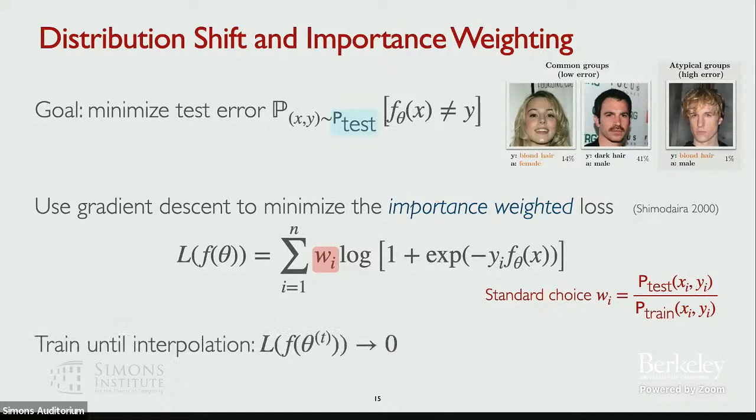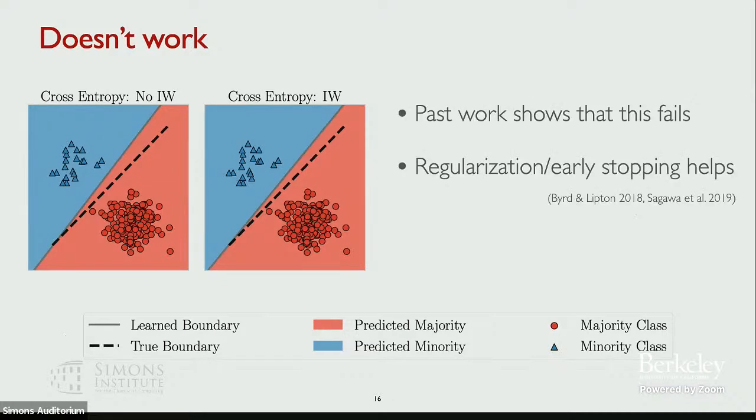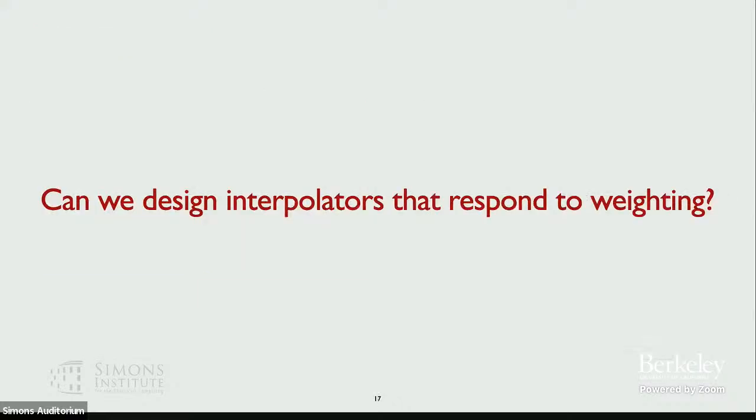And then once you have this reweighted loss, you could train until interpolation. We've already seen with the cross entropy, this doesn't work. Even with linear classifiers in the example that I showed you, if you reweight versus not reweight, you learn the same boundary. In fact, there's theory that shows this fails, and you can do experiments with neural networks and see that you essentially learn the same decision boundary even when you minimize the reweighted loss. People have also shown that early stopping or regularization helps. These are results about what happens when you interpolate the data, but you take different paths to that interpolant. So the question is, can we design interpolators that respond to reweighting?